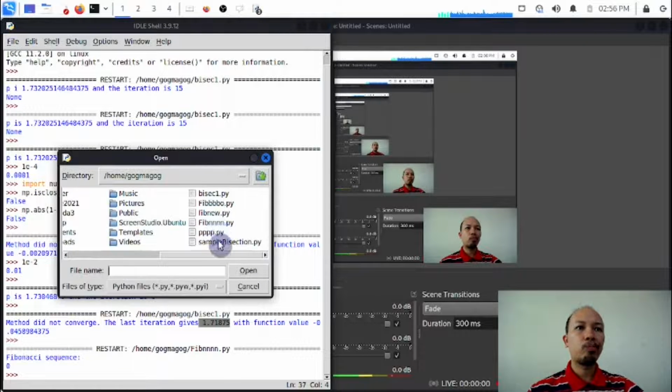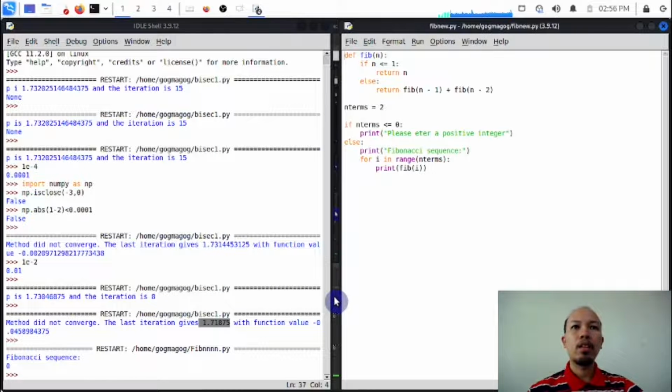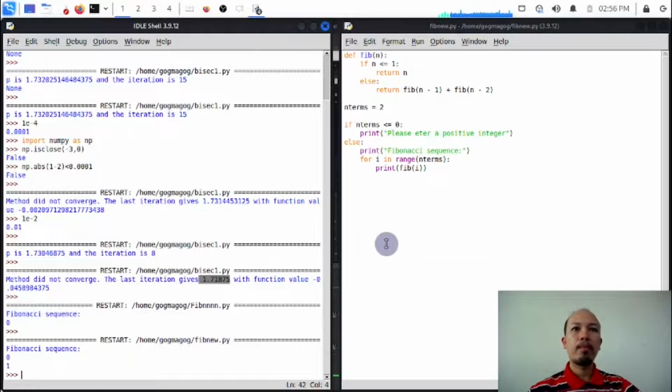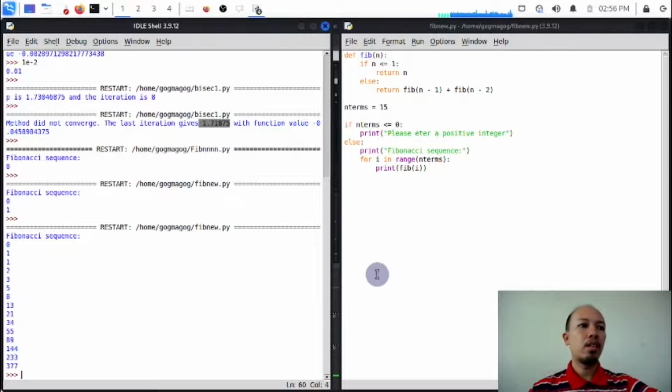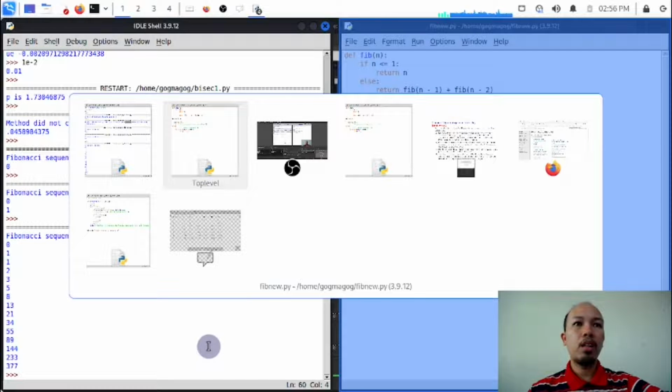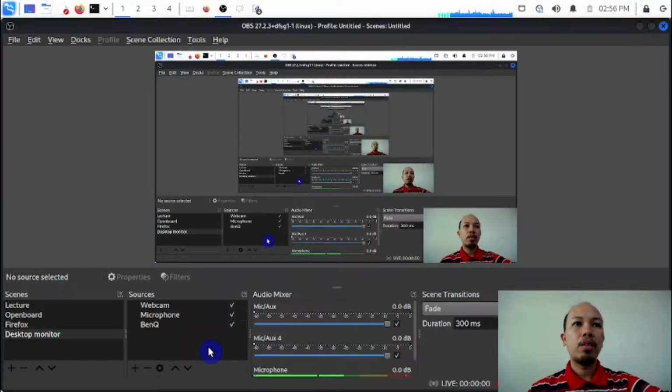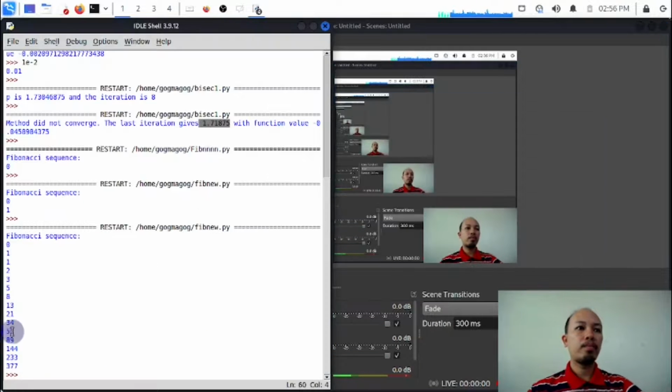Let's say this one here. Yeah, I think this is the one that we did. Let's say we have 15. Okay, so we print, this is what we need in the problem set. You have to print all those numbers.